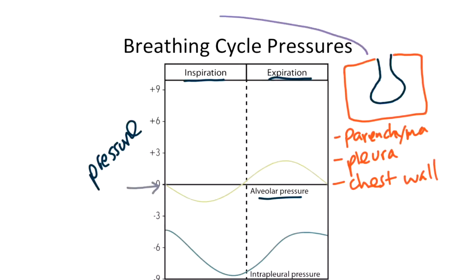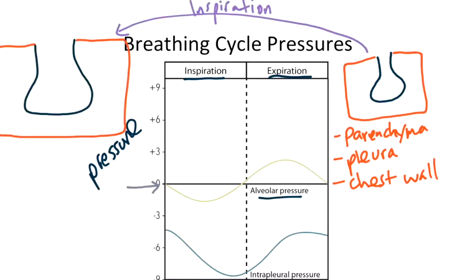So during inspiration, which I'll draw here, the space in the thoracic cavity increases and the lungs begin to expand, which means the volume in the alveoli increases. So as you can see, I've drawn the alveoli and the other components of the thoracic cavity larger here, which occurs during inspiration. As the volume increases, the pressure drops, so air naturally moves down its pressure gradient from the atmosphere and into the alveoli.